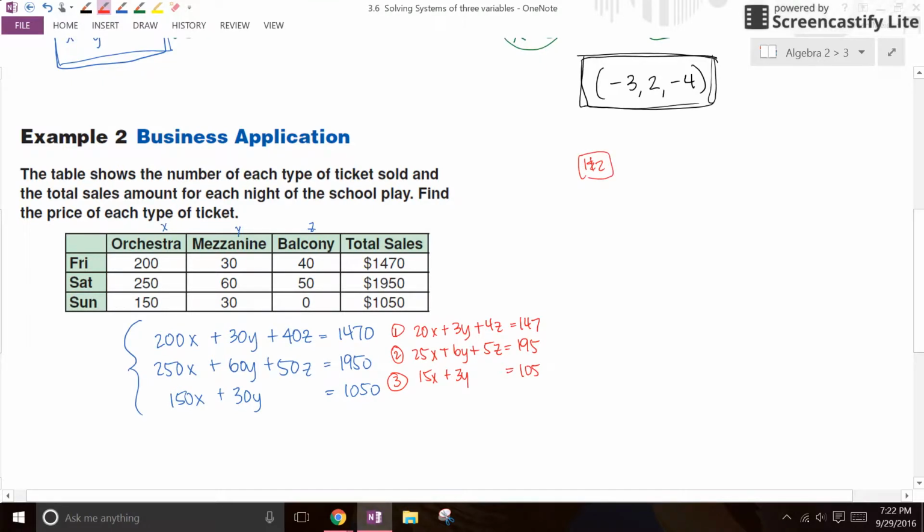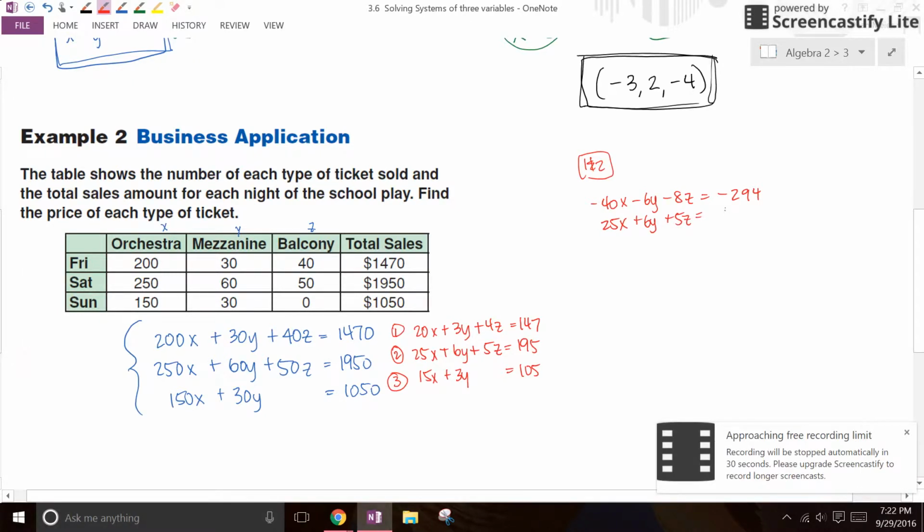And I'm going to multiply the first one by -2. So -40x minus 6y minus 8z equals, what's that? -294. And this is 25x plus 6y plus 5z equals 195. Looks like I'm about 10 minutes in already. That's crazy. All right, I'll finish this up in a second, and I'll be right back.